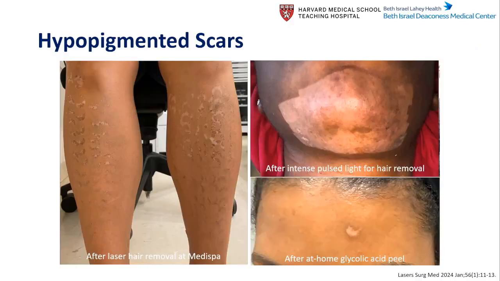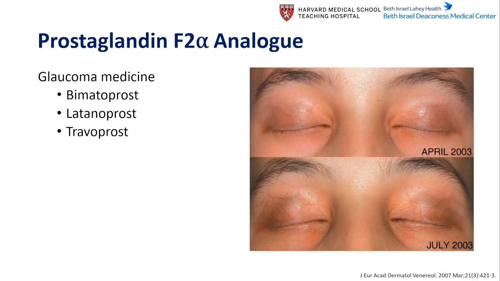Lastly, let's review a technique to treat hypopigmented scars. We published this case series just about 3 months ago. Patients developed hypopigmented scars from various reasons. Right side after laser hair removal at a medispa, right top after using IPL, right bottom after using a home glycolic acid peel. So basically we want to increase melanin within the scars.